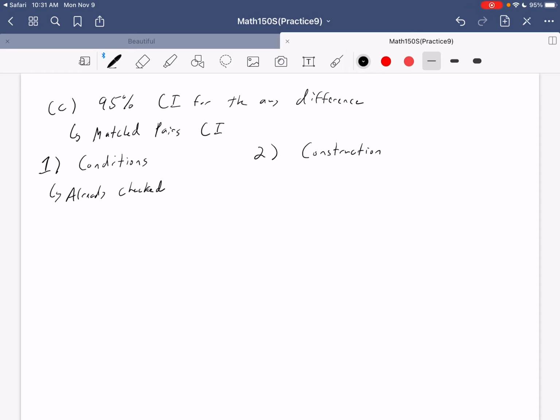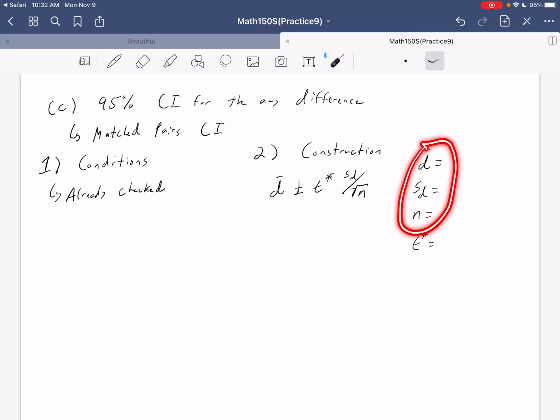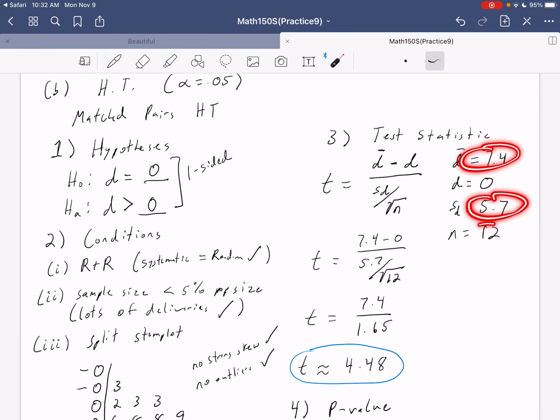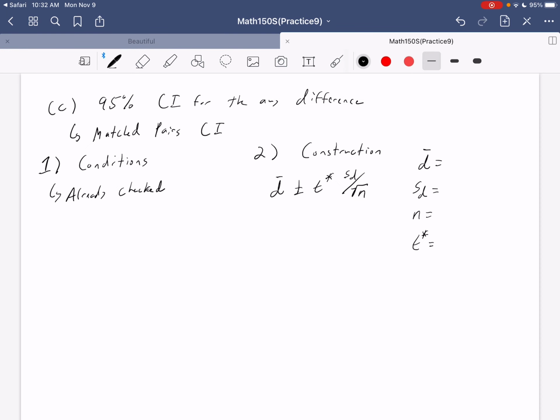This is our formula: d bar plus or minus t star sd over root n. So we need to know 4 things here: d bar, sd, n, and t star. Because this is a confidence interval, there is no null hypothesis. Hypotheses don't make any sense when we're talking about confidence intervals. So these first 3 things are all about the sample, the data, and we can carry these over from what we had here. It'll be that 7.4, that 5.7, and that 12. So let's write those in. 7.4, 5.7, and 12. T star, how do we find that?